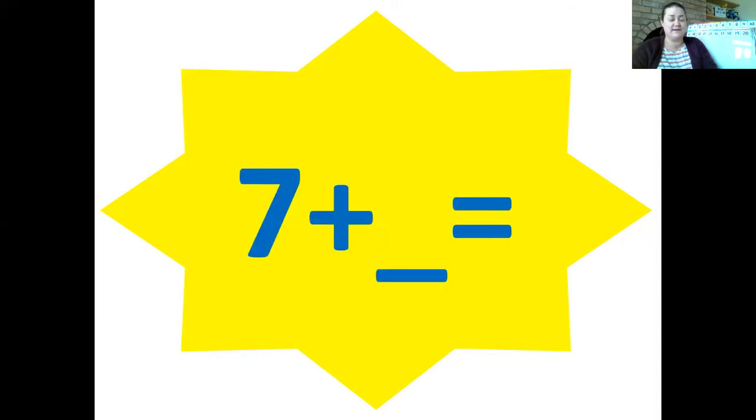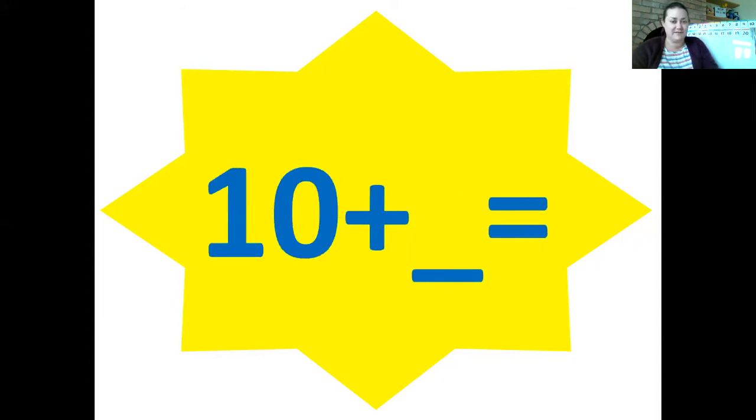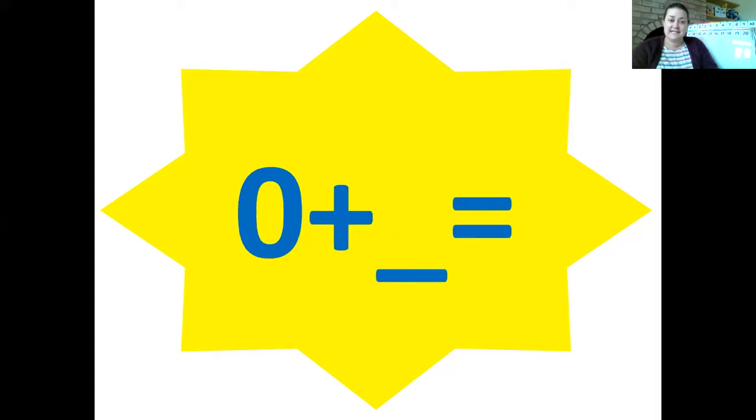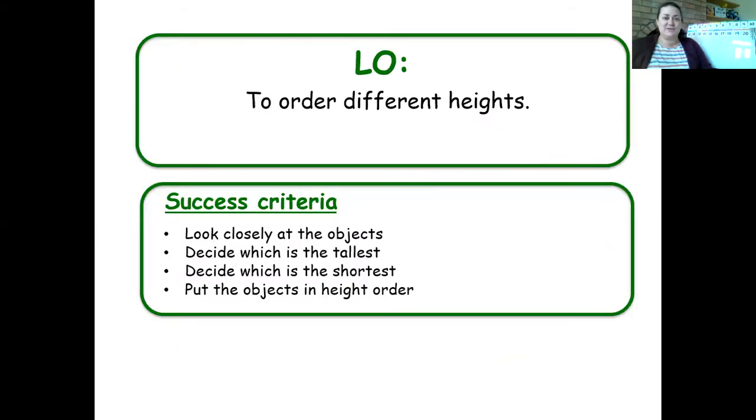7 add what equals 10? 7 add 3, good. 10 add what equals 10? 0, good. 0 add what equals 10? 10. Okay, good. Well done if you're getting quicker and quicker at those. Okay, it's really important that we do practice them so that we just know them straight away. But moving on to today's lesson.